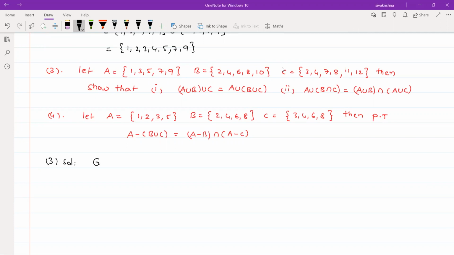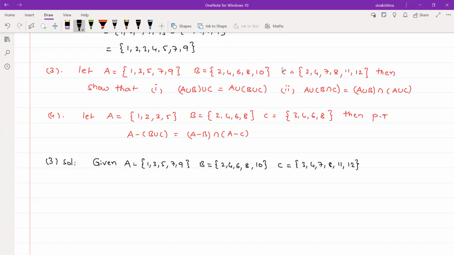So I am writing that given A is equal to 1, 3, 5, 7, 9, B is equal to 2, 4, 6, 8, 10, and C is equal to 3, 4, 7, 8, 11, 12. So these are the three sets given to us.